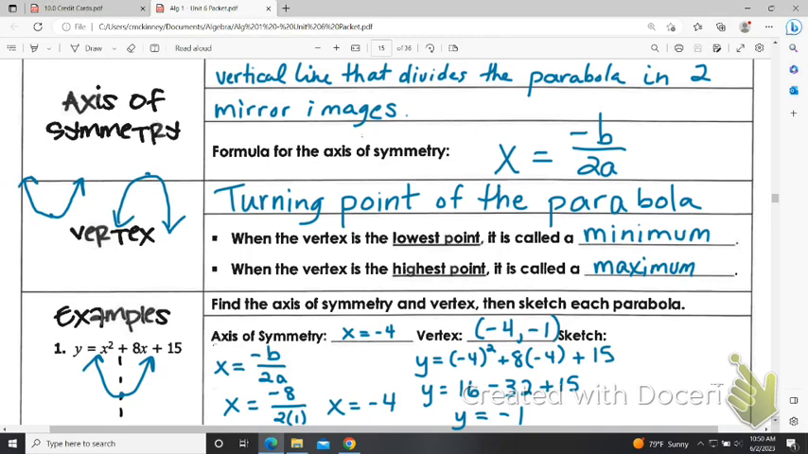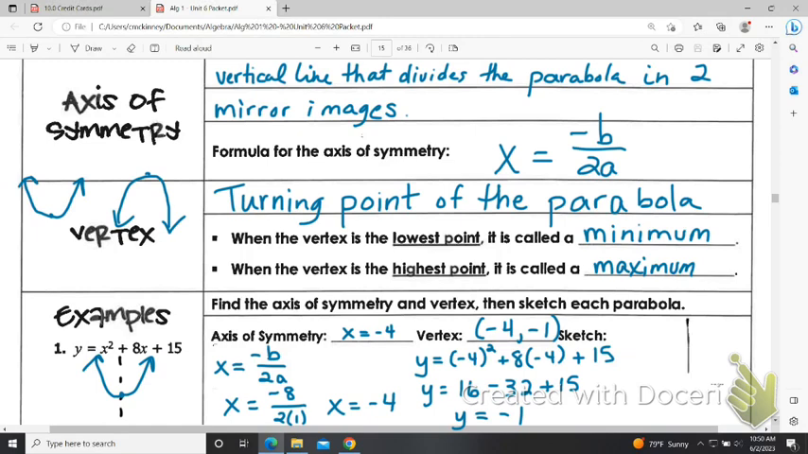The x of the vertex will always be the same as the axis of symmetry. Then you plug that number in to find the vertex. So then that tells me where to start.